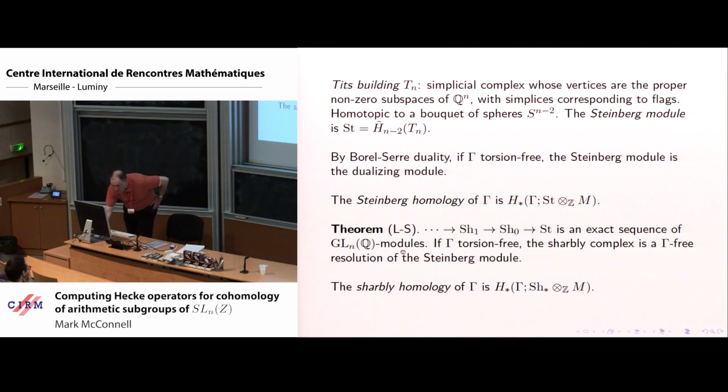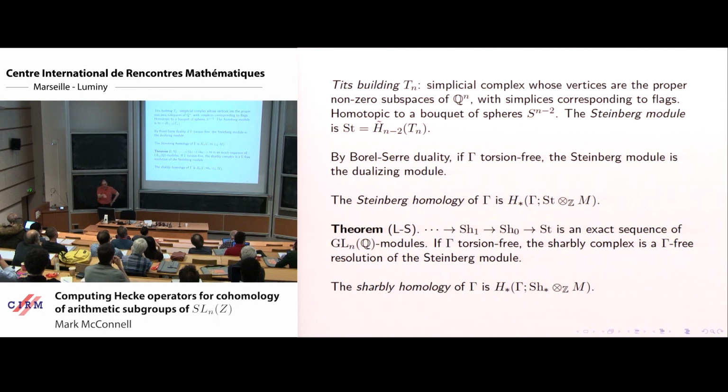Now, the reason Lee and Sharba introduced the Charblys is that the Charblys are a resolution of the Steinberg module. So it's always an exact sequence of GL_n(Q) modules, and if gamma is torsion-free, it's a free resolution, a gamma-free resolution of the Steinberg module. So that means it's one way to compute this stuff. So the Charbly homology of gamma is you tensor the entire Charbly complex with the module M that you're interested in, and then take homology.